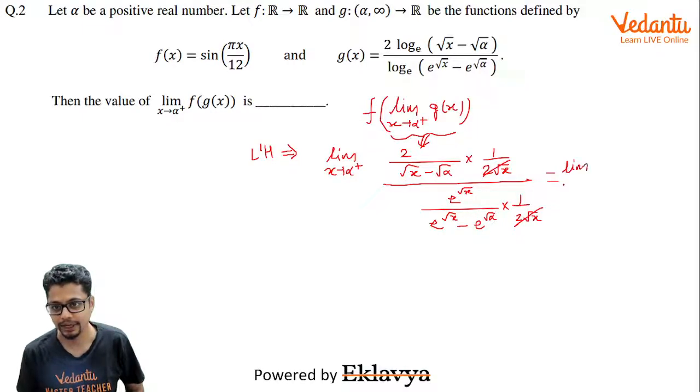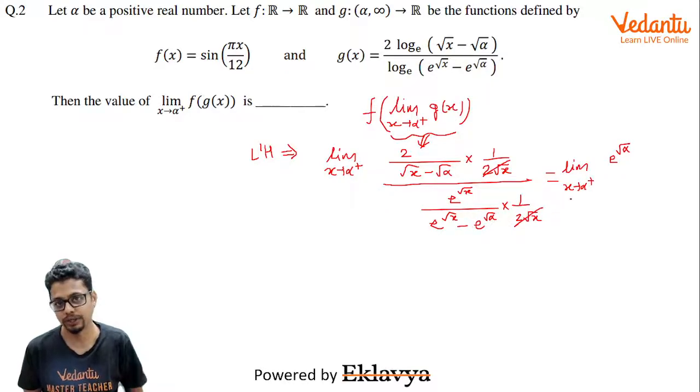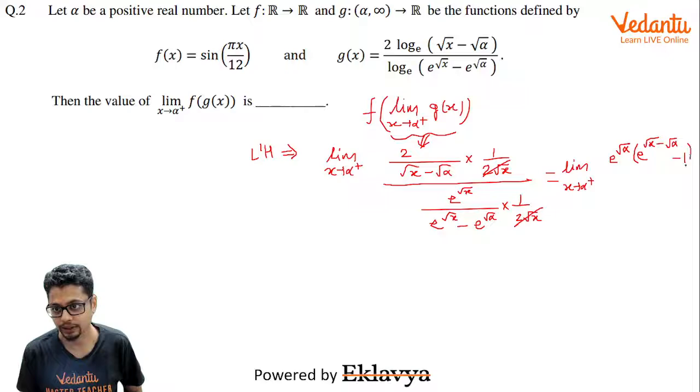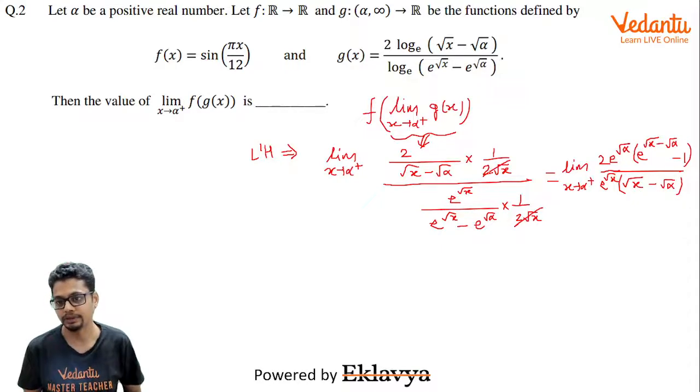What you get is the limit as x tends to alpha plus of 2. What you may do is take e to the power root alpha common, and the denominator of the denominator will go in the numerator, so you get e to the power root x minus root alpha minus 1 divided by root x minus root alpha, and what all remains, e to the power root x will come in the denominator here, and this 2 also remains.